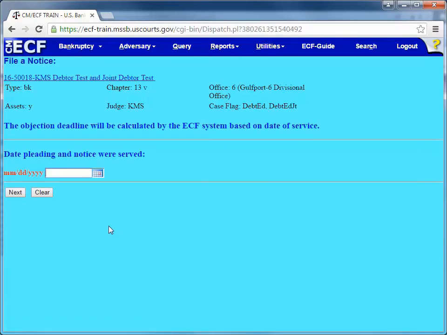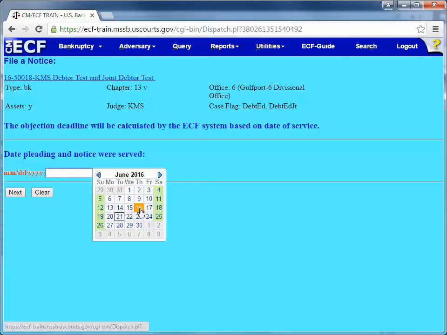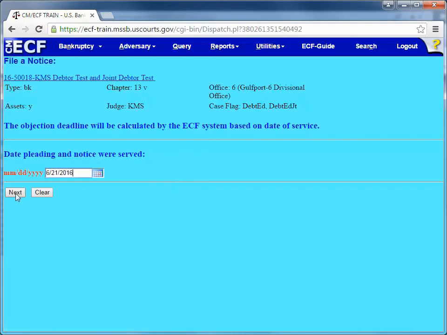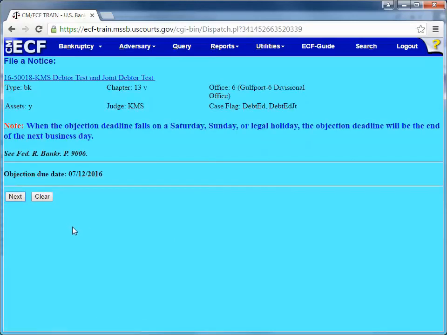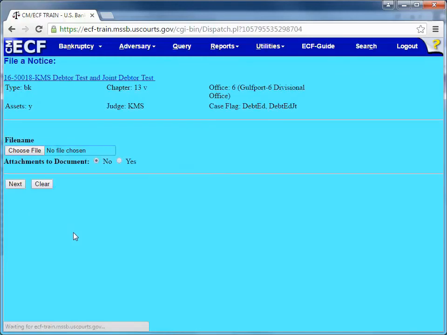A message displays stating the objection deadline is calculated based on the date the notice is served. For demonstration purposes, I am entering today's date as the date I served the notice. A message states that if the objection deadline falls on a Saturday, Sunday, or legal holiday, the deadline will be set for the next business day. For this particular docket event, the system calculates the deadline by counting 21 days from the date of service entered on the previous screen.